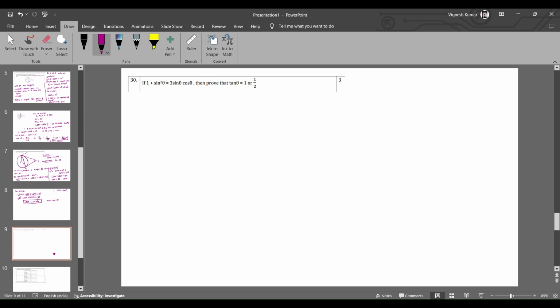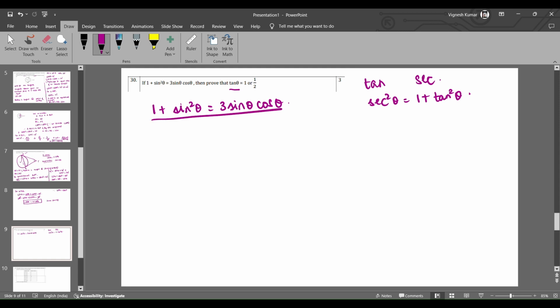So the next question is a bit tricky question from trigonometry. The question states: 1 plus sine square theta is equal to 3 sine theta cos theta. We have to then prove that the value of tan theta will be either 1 or 1 by 2. So in order to get the value of tan theta, we know that in trigonometry tan and secant are related by the equation secant square theta is equal to 1 plus tan square theta. So if by any way I can make this whole equation into tan and secant, I can then convert the secant into tan using this formula and then proceed on to find the value of tan.